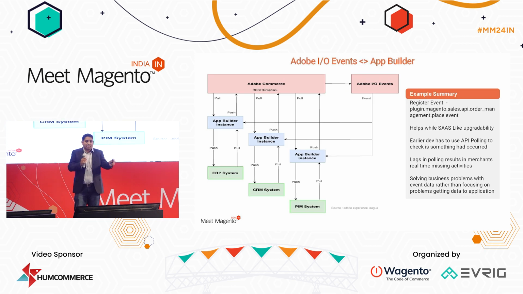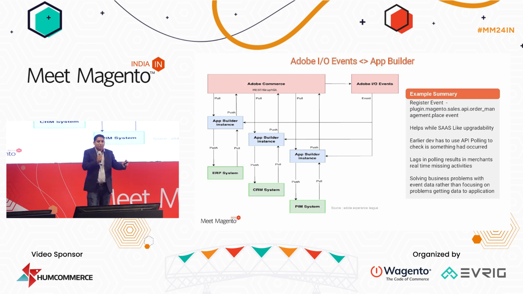And this is a real-time scenario for Adobe I/O Events and App Builder. Let's understand: there is a merchant running Adobe Commerce stores with integrations to an ERP system, CRM system, and PIM system. Right now, we are constantly doing API polling. Whenever someone places an order on the Adobe portal, we have to check whether the order is placed, and whether the order status has changed. And sometimes lags in the polling result in missed real-time activities.